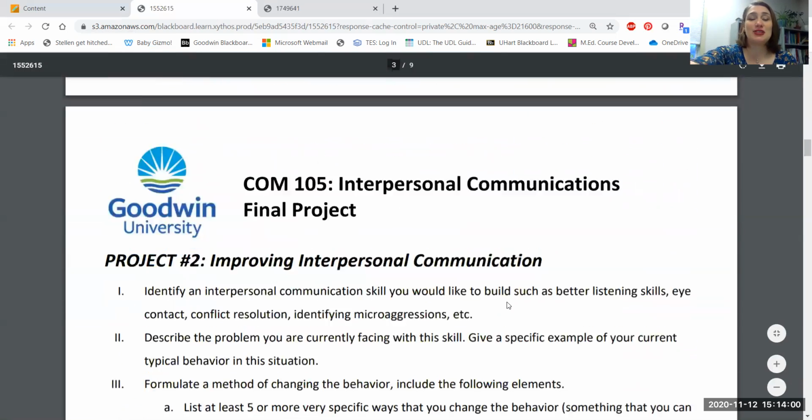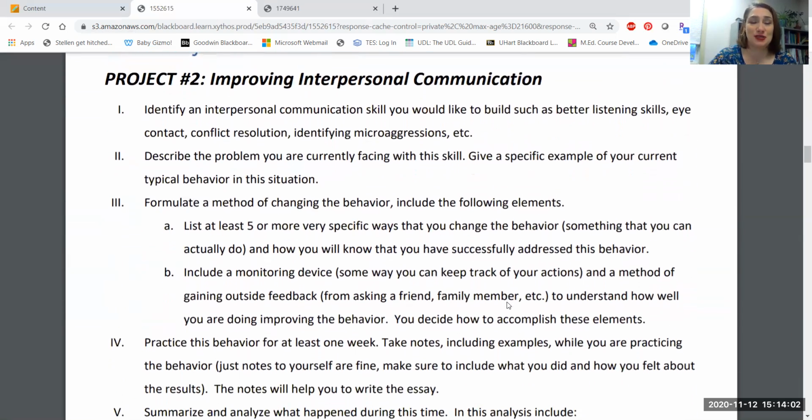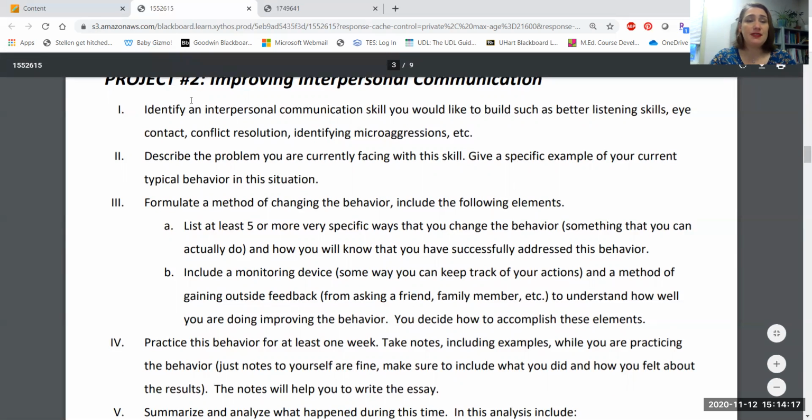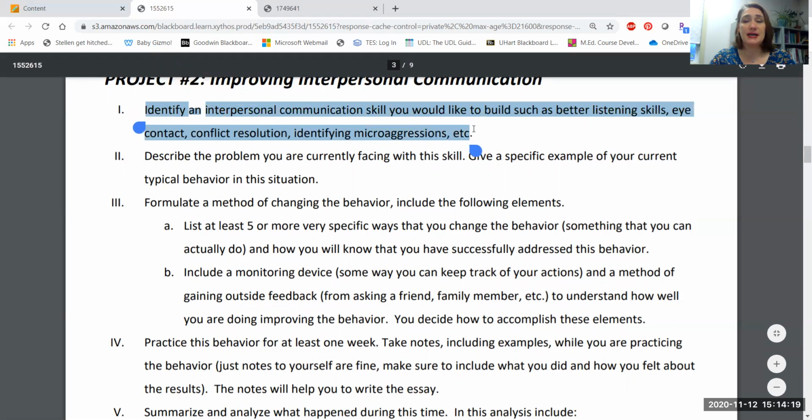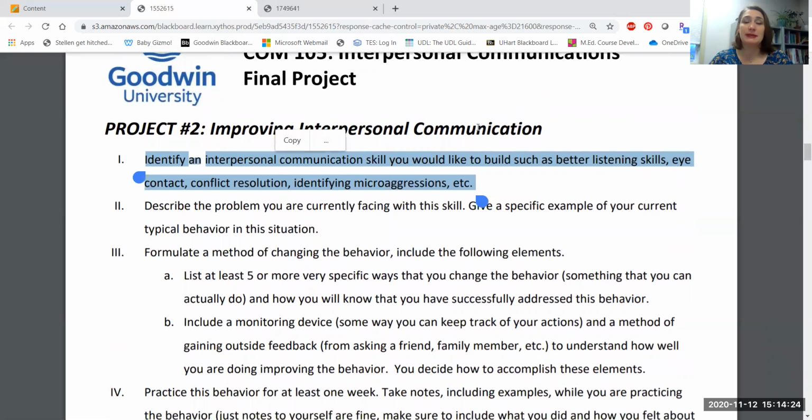Let's look at project number 2, improving interpersonal communication. This one is actually a really good one to do right now in COVID. I think you'll find that this is easily accomplished with little risk to yourself or other people. Essentially, this takes the idea of those journal entries we've been doing all semester and asks you to look a little bit more deeply into them.